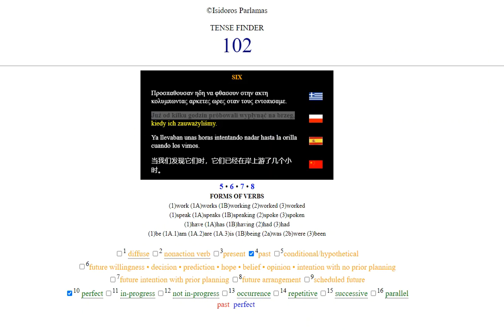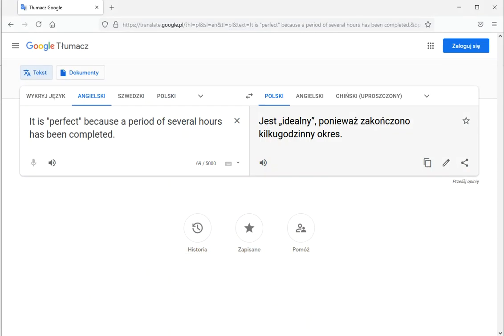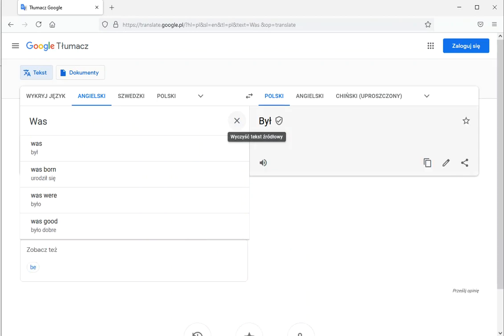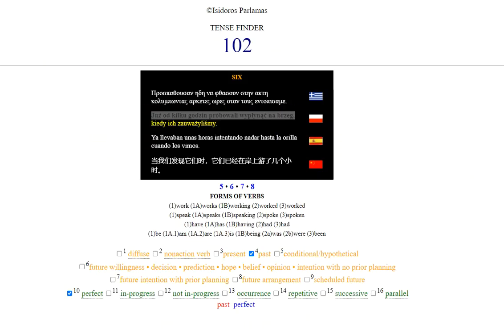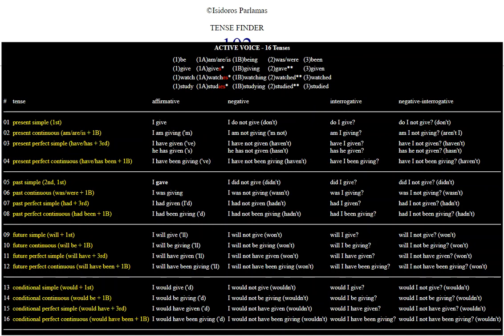Now, when that happened, kiedy ich zauważyliśmy, was that in progress? Were they still swimming? Yes, they were. So it was in progress, so we say in progress. So we have past perfect continuous. If we go here, this is past perfect continuous. Tense number 8. This is it here.